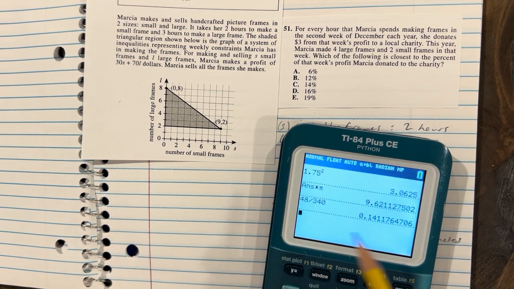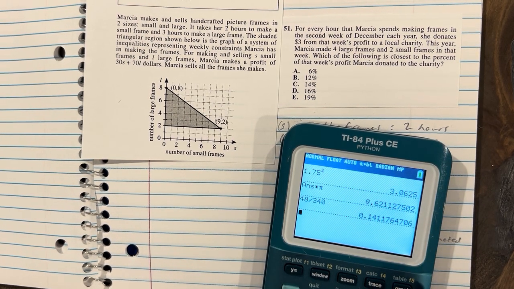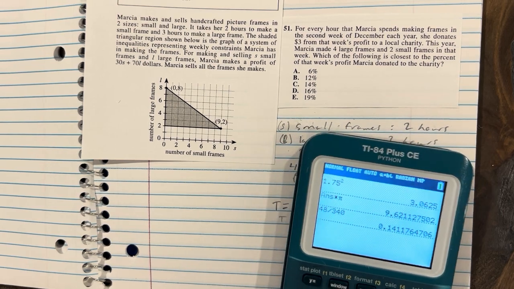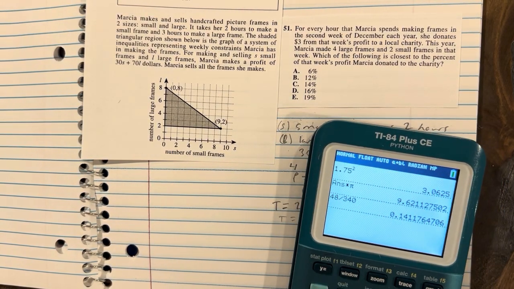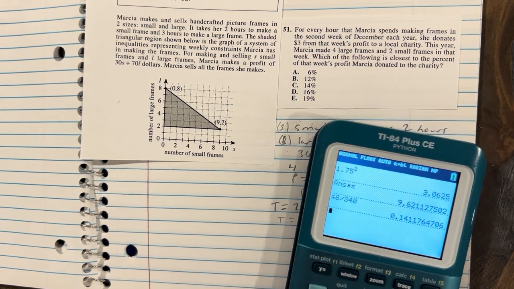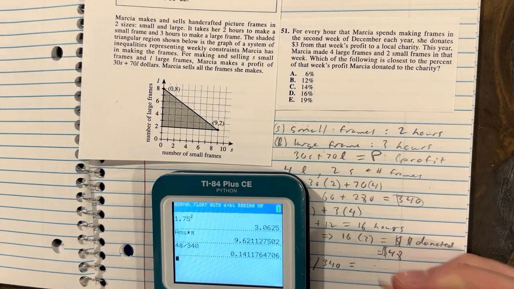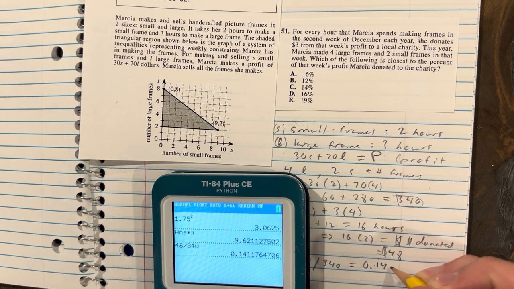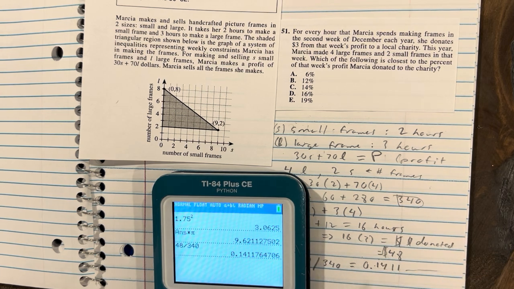Being efficient with your time is going to reward you in your score. Sometimes people don't even get to the problems at the back, so making sure you're getting to all the problems is important. So speed might be a factor. Use your calculators as much as you possibly can, especially for calculations like this, 48 divided by 340, because that's almost impossible to do in our heads. So you get an answer of 0.1411, and a bunch of decimals.